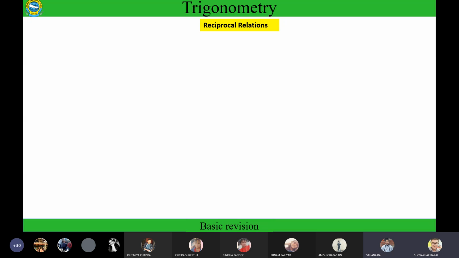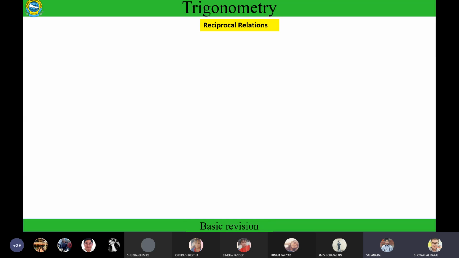Sir, I can't see the slide. You aren't able to see the screen? No, sir. Only the reciprocal relation is there. Oh, just tell me all the formulas. Tell me all the reciprocal relations.